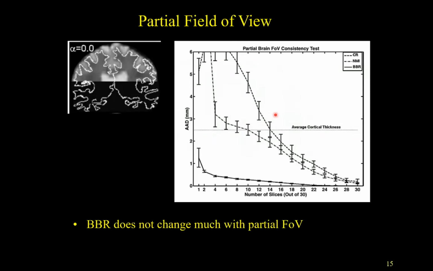So I did all these experiments to see how robust BBR was. One of these experiments was to look at this partial field of view. What I did with this experiment was to take an fMRI volume and register it and get the gold standard for what the registration would be.